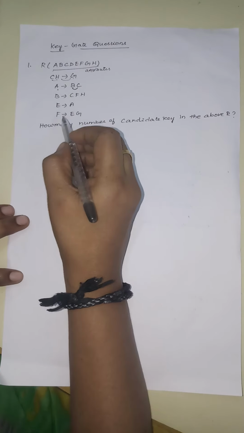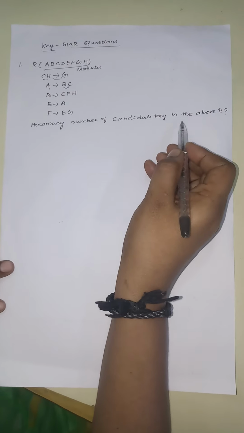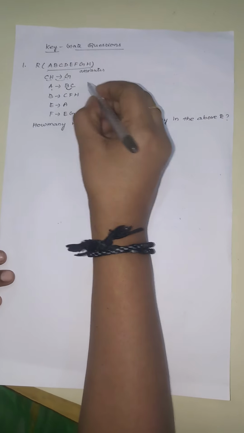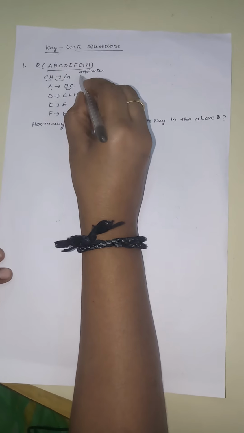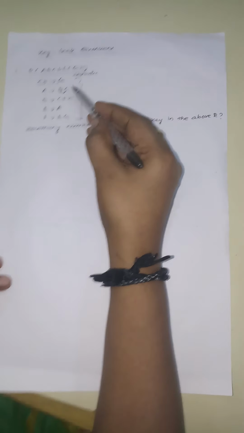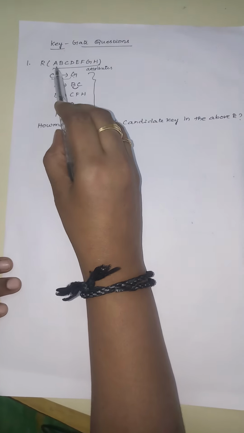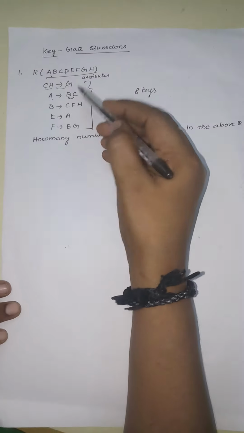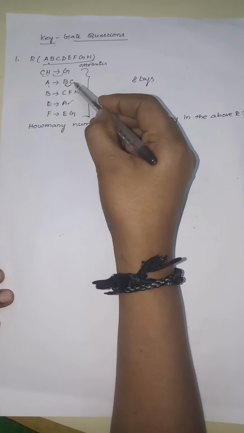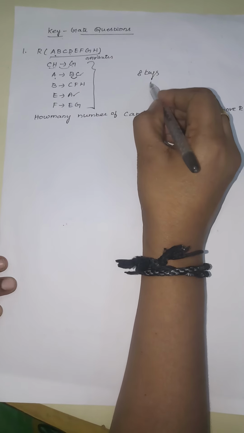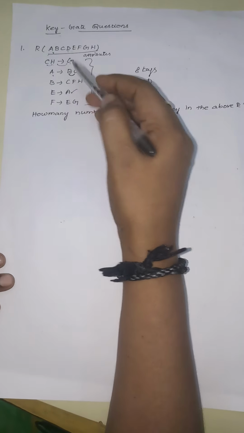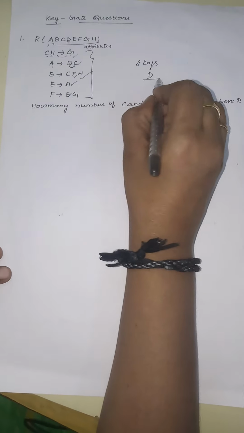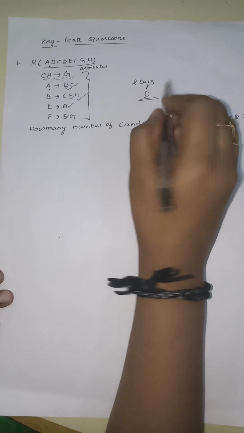So the question is: how many candidate keys are available in the above relation? I give a hint for this question. First we have to calculate which attribute is not present on the right side. We have 8 attributes. A is there, B is there, C is also there. Next D is not available, so we have to take that key. And E is there, F is there, G is also there, and H is also there. So we have to start the work from D.